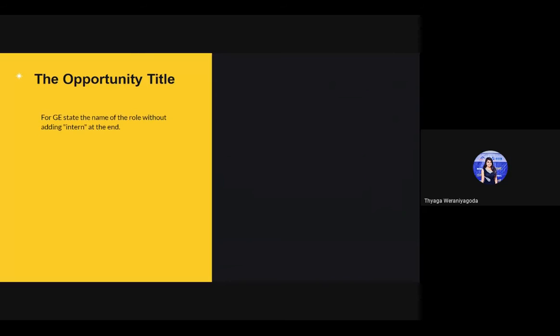So for GE, state the name of the role without adding intern at the end. Now, this is the biggest mistake that most GE people are doing. When they open opportunities, they just put the title as marketing intern, graphic design intern, likewise. Don't use this word intern because now it is kind of degrading the value of the opportunity. Because let's assume us, if we are applying for a job, do we like to hear the term intern? No, right? Because it's kind of underestimated. So here, what I recommend is don't use intern. You can use something like digital marketing specialist, marketing executive, and graphic designer, something professional.